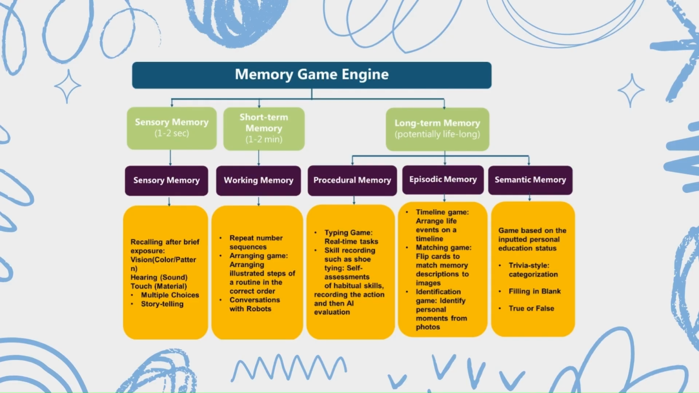And episodic memory is supported through activities like arranging life events on a timeline, flipping cards to match memories with images, or identifying personal moments from photos. Finally, we have semantic memory, which is strengthened through knowledge-based tasks. These include trivia-style categorization, filling in blanks, or answering true or false questions based on personal education input. Together, these activities form a comprehensive game engine that trains multiple aspects of human memory in engaging and meaningful ways.